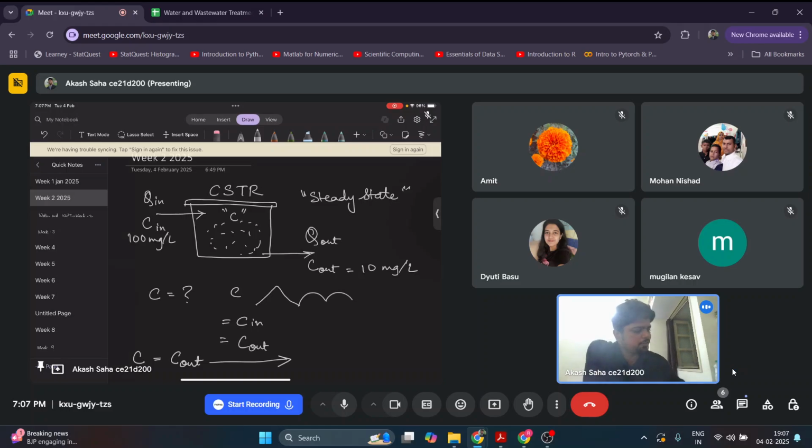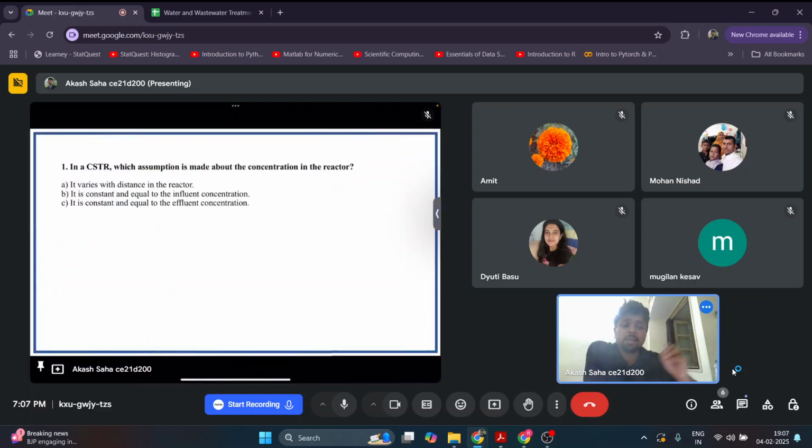So the answer will be, and mind you, it's a well mixed reactor, everything is getting mixed properly. We are assuming that there are no dead zones. So the correct answer should be that it is constant and equal to the effluent concentration. Am I clear? Is there any doubt? Anyone having any doubt for this?